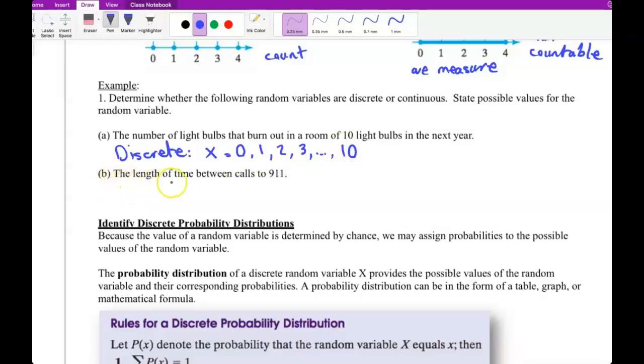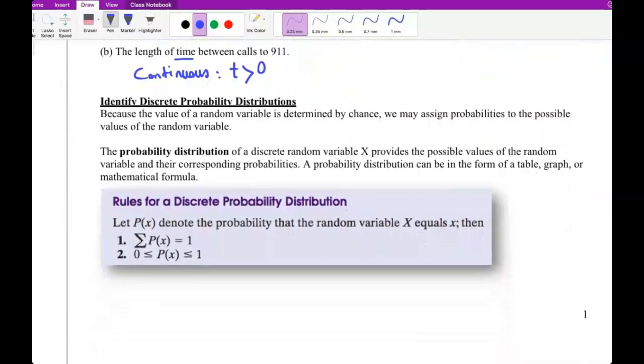And part B, the length of time between calls to 911. So it's time between, and this time is not countable. So we have this as continuous. And for time, I'm using t, and t always is greater than 0. Okay.